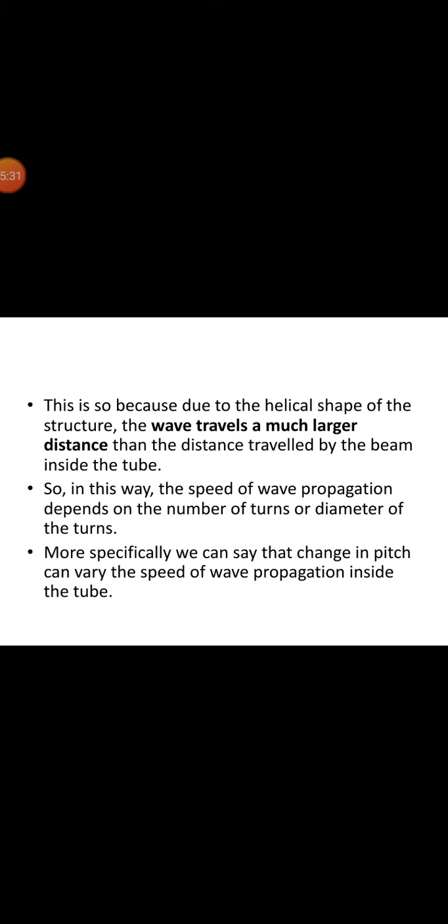The single helix slow wave structure is formed by winding a wire of an element like tungsten or molybdenum, as I said earlier. Due to the helical shape of the structure, the wave travels a much larger distance than the distance traveled by the beam inside the tube. In this way, the speed of wave propagation depends upon the number of turns or the diameter of the turns. More specifically, we can say that the change in pitch can vary the speed of the wave propagation inside the tube.